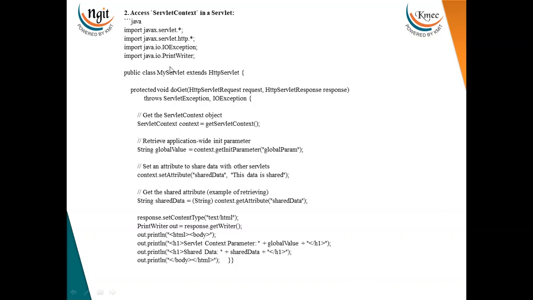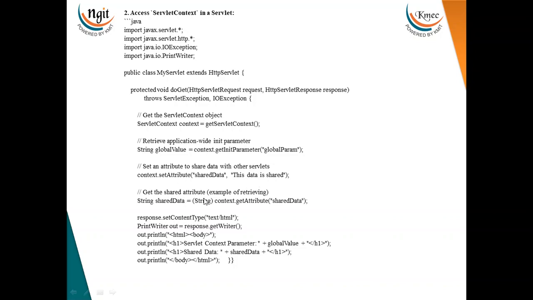After importing the necessary packages, we are making use of the same thing. It extends HttpServlet, and doGet is overridden. Here we are making use of the servlet context object and trying to get the servlet context. Next, retrieve the application wide init parameter, that is, global initialization parameters. I am getting the global value by getInitParameter. And to share the data with other servlets, we use setAttribute to share whatever data you want to share.